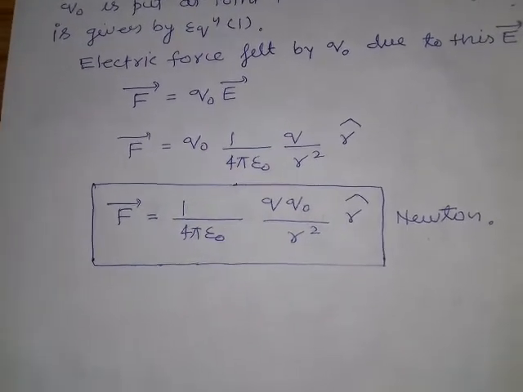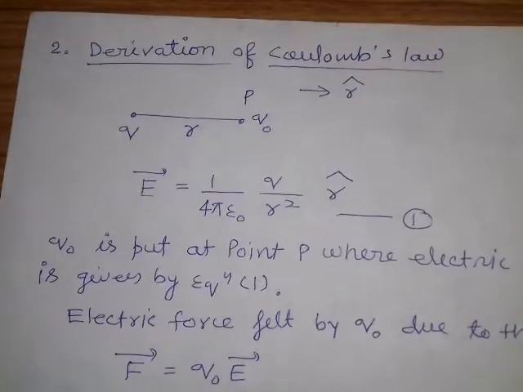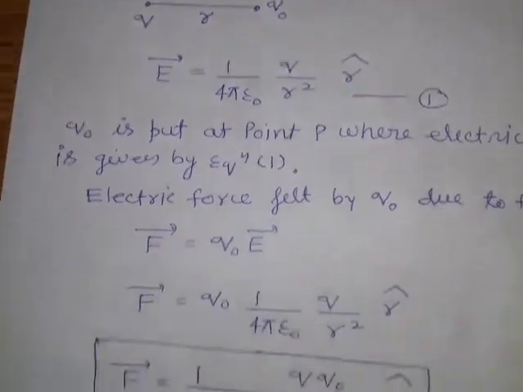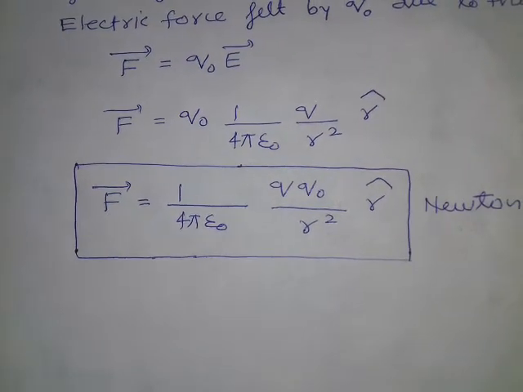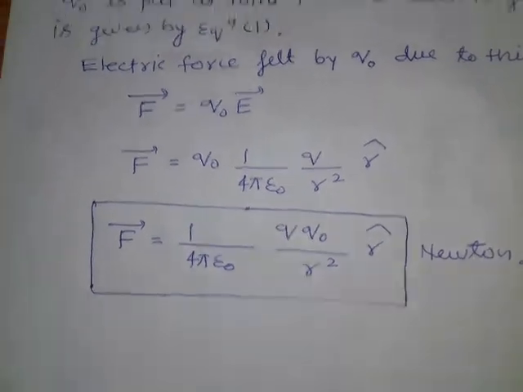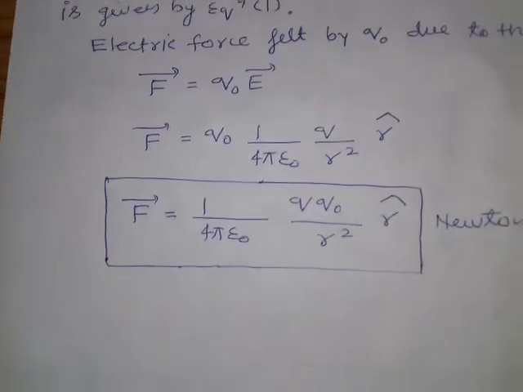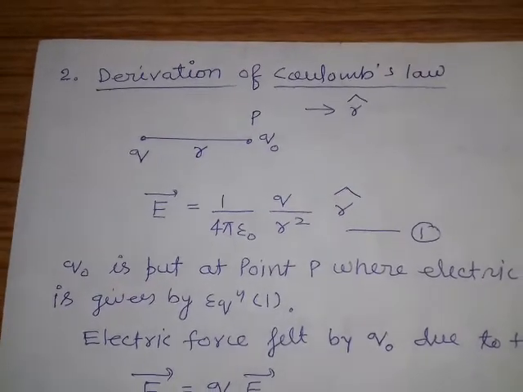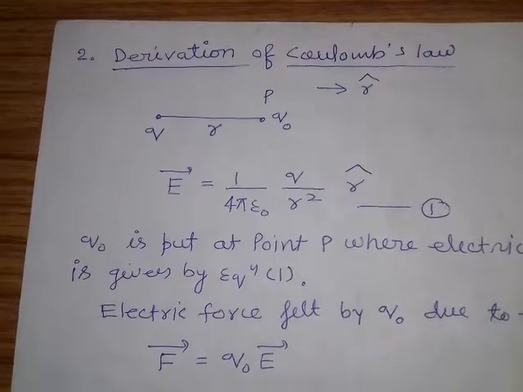This is the same result as we get if we suppose that there are 2 point charges Q and Q naught separated by a distance R. In that case, the force would be 1 upon 4 pi epsilon naught Q Q naught upon R square R cap Newton. Okay, if your source charge is positive, then this force would be repulsive in nature. If your source charge is negative, then Q naught will feel a force towards the source charge.